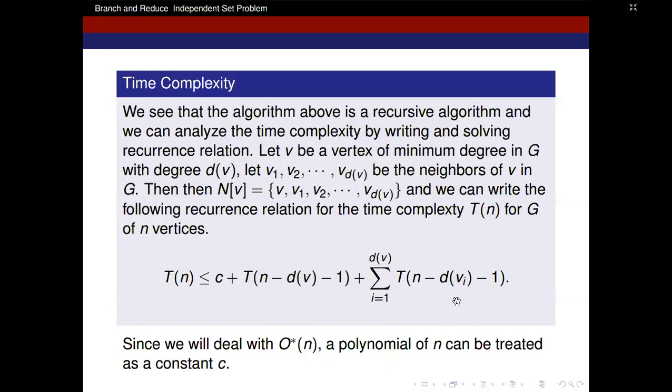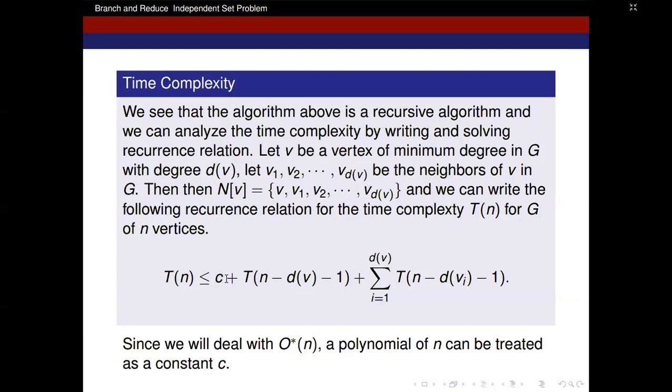Here we are considering the recursive algorithm, which we have already seen. So this is the time complexity for finding the maximum independent set of a graph of n vertices. T(n) of n vertices is the time for finding the maximum independent set of n vertices.